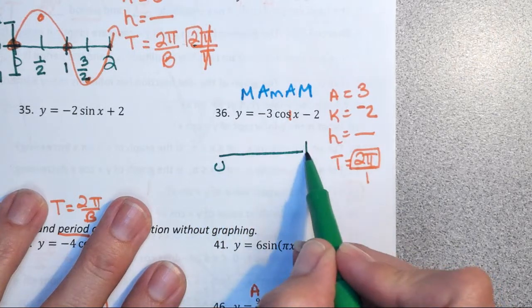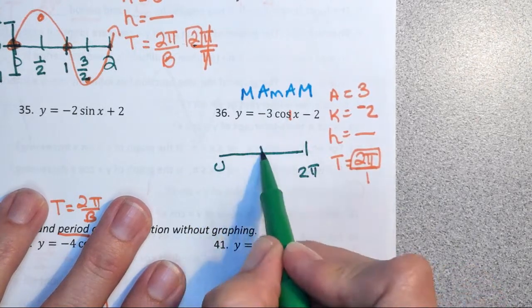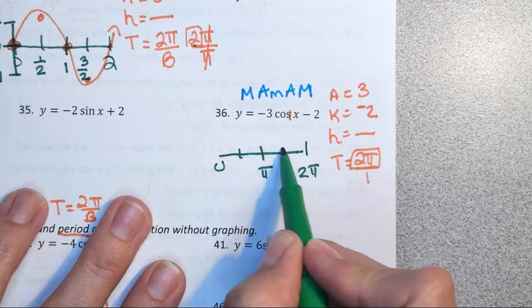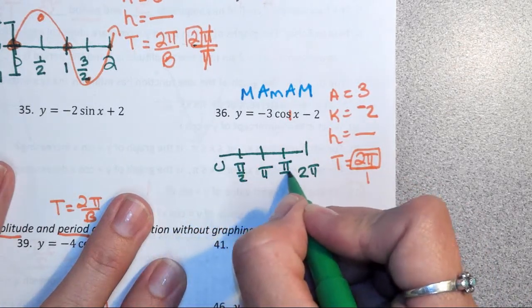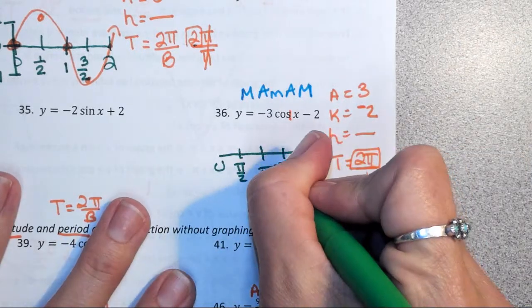So 0 to 2 pi. Half it, half it, half it. These have to be labeled. You can't leave them blank. And that was not right. That should be 3 pi.